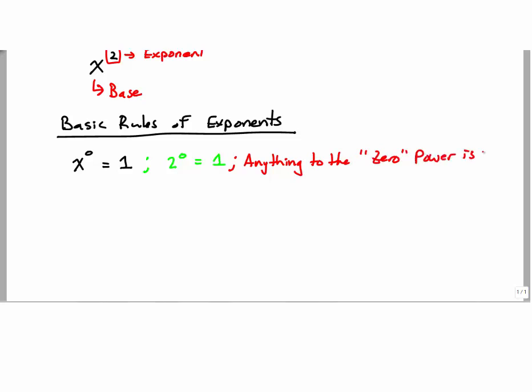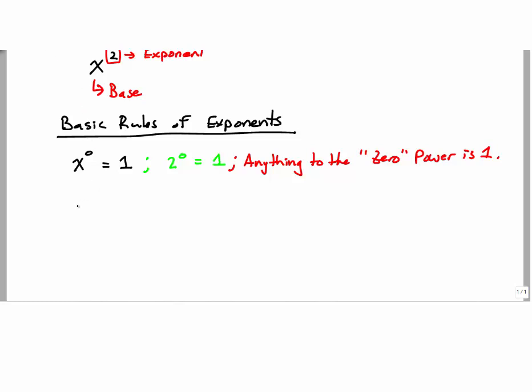Now when you move on into calculus, we're going to talk about how not everything to the 0 power is 1 when we're talking about limits. And that's okay, because that's a different thing than working with these arithmetically. So anything to the 0 power is 1.